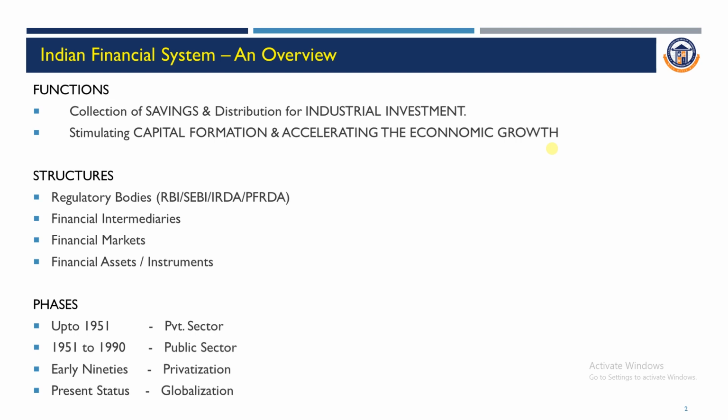We can divide the Indian financial system evolution into different time frames. Up to 1951, there was more private sector participation in the financial system, and between 1951 to 1990, it's more of public sector contributions. In the early 90s, particularly during liberalization and the early part of globalization, different structures were formed. So we are going to see the contribution in each and every phase of the Indian financial system.